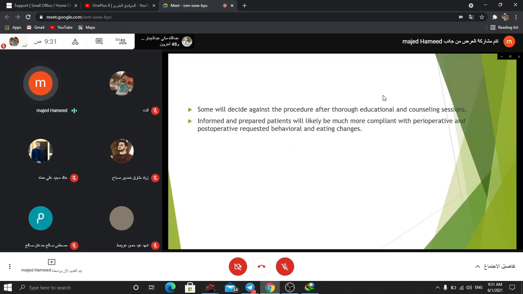Some will decide against the procedure after thorough educational and counseling sessions. An informed and prepared patient will likely be much more compliant with the pre-operative and post-operative requested behavioral and eating changes.